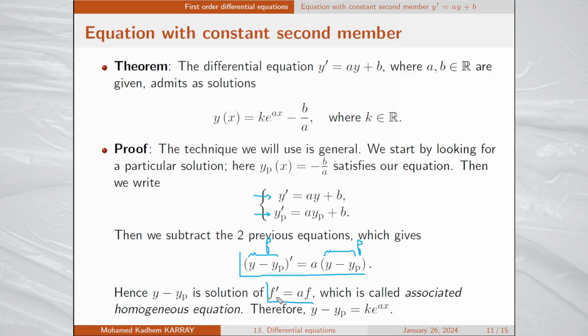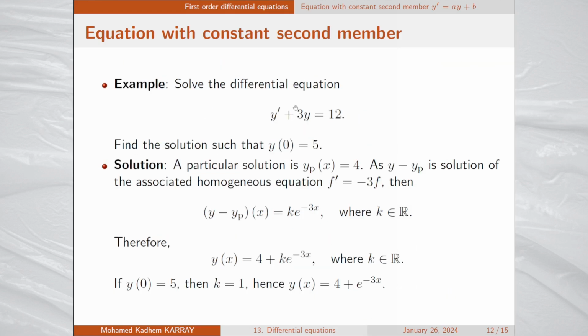So we see that it is in the same form as our original equation, but there is now the second term b here. This is why we call it the associated homogeneous equation. But this equation, we know that the solution is k exponential ax. So we get that y minus yp equals k exponential ax, which gives the general solution stated in our theorem.